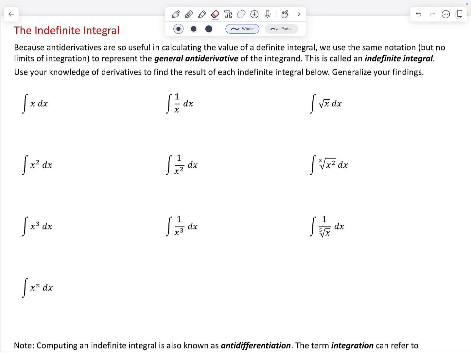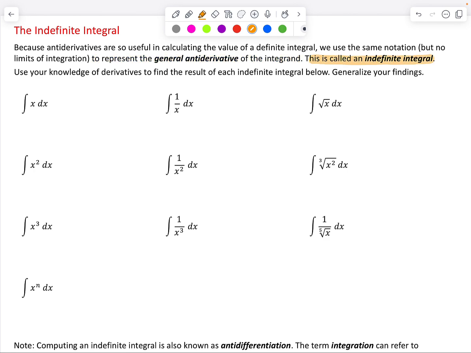Calculus students, hello. In our last lesson, we saw a portion of the fundamental theorem of calculus where you use antiderivatives to help evaluate definite integrals. Because antiderivatives are so useful in calculating the value of a definite integral, we use the same notation, but with no limits of integration. In other words, you'll see an integral sign without a number below and above it, some sort of function that we call the integrand, and the differential to help identify the independent variable. And this notation represents the general antiderivative of the integrand.